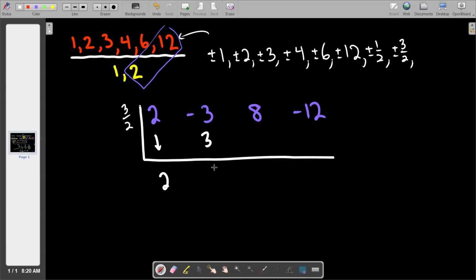Okay, good. 3. Add those together, you get 0. What's 3 halves of 0? 0. Add those together, you get 8. And what's 3 halves of 8? It is 12. And there it is. So teamwork makes the dream work in a case like this.